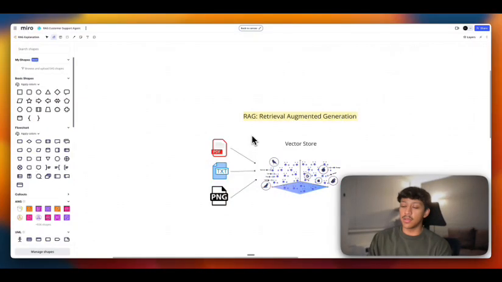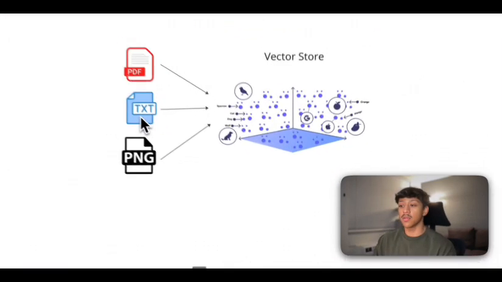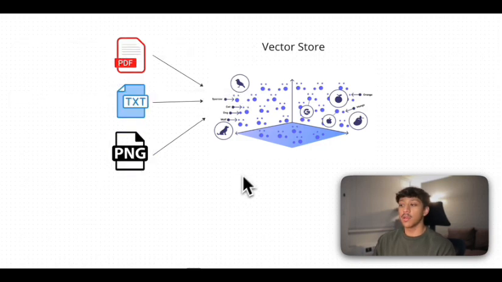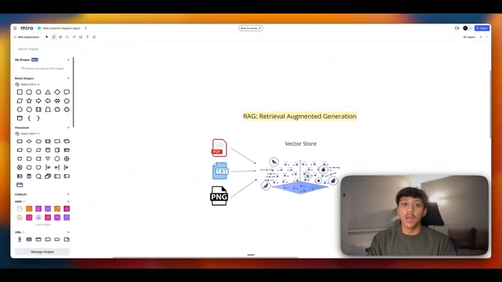I would quickly want to give you guys an overview of what RAG is and how it works. So RAG stands for Retrieval Augmented Generation, as I mentioned before. And basically what it does is it grabs a bunch of documents which can be in different formats. For example, here I have a PDF or a text or even an image that can be uploaded into a vector store or a vector database. A vector database is a database that is able to hold this information in different chunks.